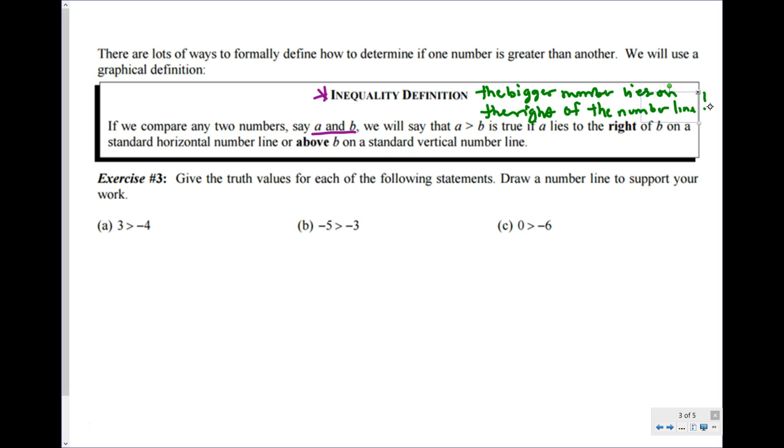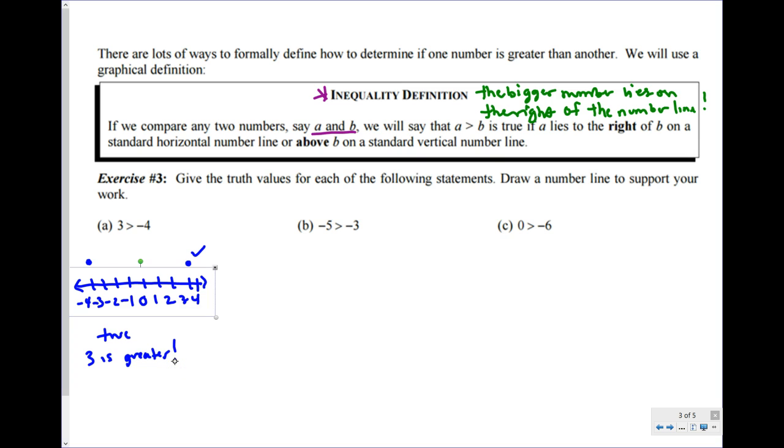Okay? So exercise 3, give the truth value for each of the following statements. Draw a number line to support your work. So let's look at letter A. Okay, A says 3 greater than negative 4. Okay, let's draw a number line. So here's my number line. And I've got 0 here, 1, 2, 3, 4. And negative 1, negative 2, negative 3, negative 4. So here's negative 4, and here's positive 3. Which one lies farther to the right? This one. So 3 is a bigger number. So yes, this is true. 3 is greater.